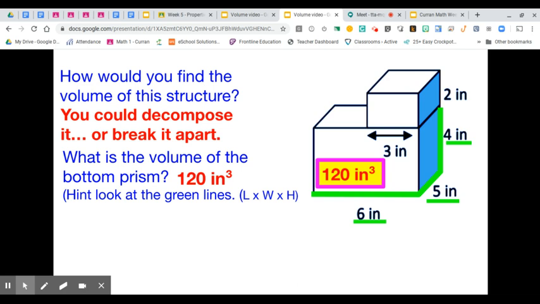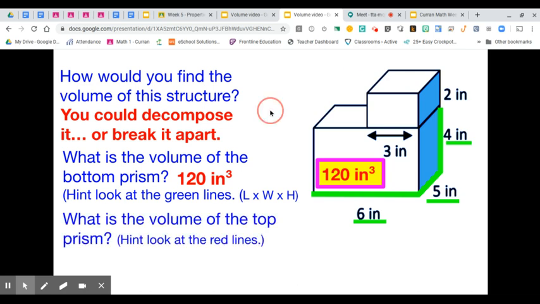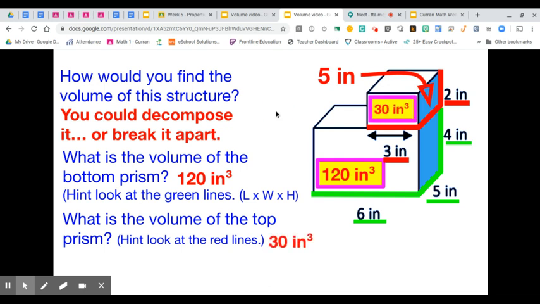Now I would have to find the volume of the top rectangular prism. Let's take a look at what that would look like. Let's take a look at the red lines. This measurement right here would be my length of 3 inches. This right here would be my width. If you notice, the width of the smaller box is the same as the larger box. It is 5 inches as well, and then a height of 2. So I would have to multiply 3 times 5, which is 15, times 2, which is 30 inches cubed.